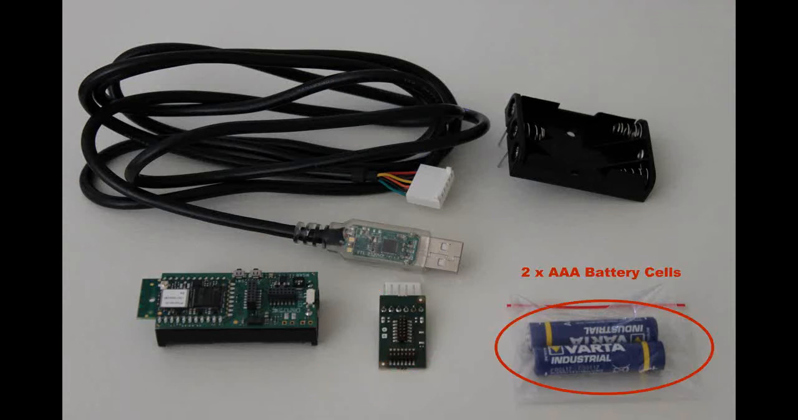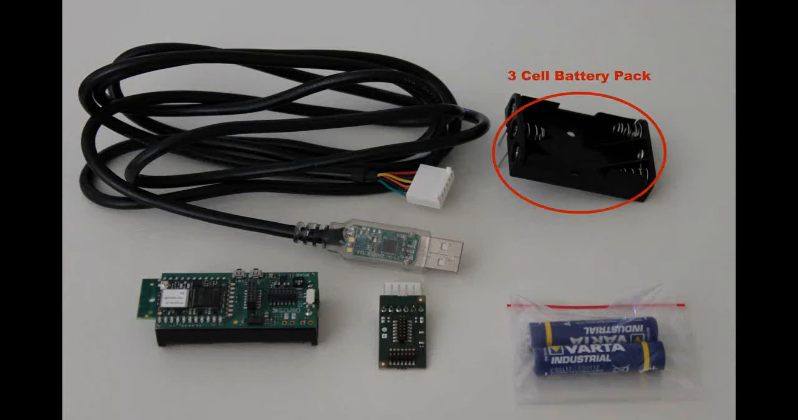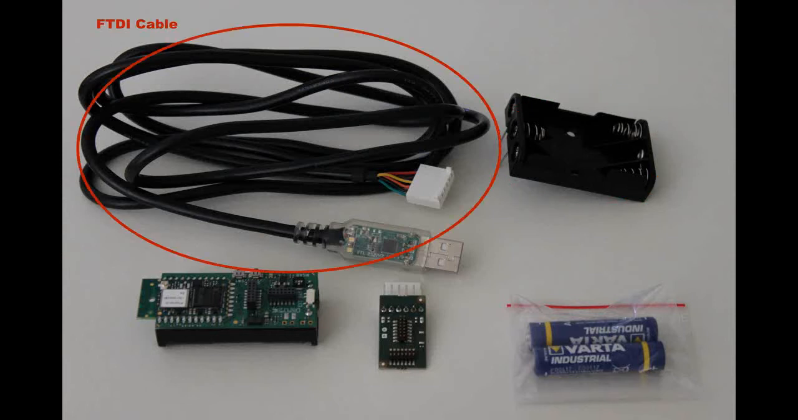The third item is a little bag containing 2 AAA battery cells. We will get all of our energy from these cells as we continue. Well, we may also need coffee, of course. A 3-cell battery pack has been placed in the box, just in case we want to feed the WSAP with a higher voltage. We won't be using it in this video.